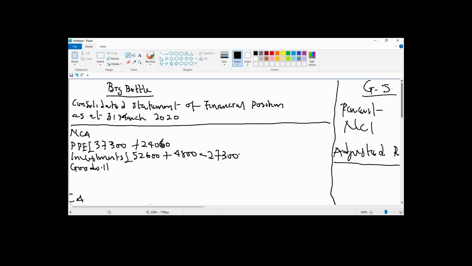First day of this class, I told you that investment line in group account can be three: simple investment, associate, and subsidiary. Like this question, he has simple investments, so many. That is why you are now seeing 56,600. Out of the 56,600, 27,300 is for subsidiary. The remaining are other investments. Next week, you will see associate too.